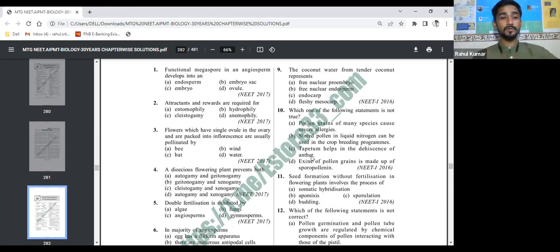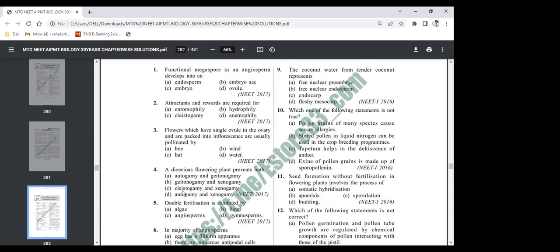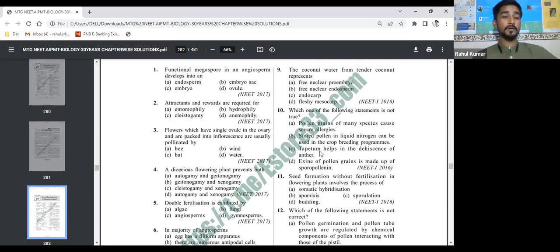Tapetum is a tissue. If you do not know, tapetum provides nourishment to the developing pollen grains. Yes, C is the right answer. Like C is the wrong one. So C is the correct option that you will choose to tell that it is not a true option.